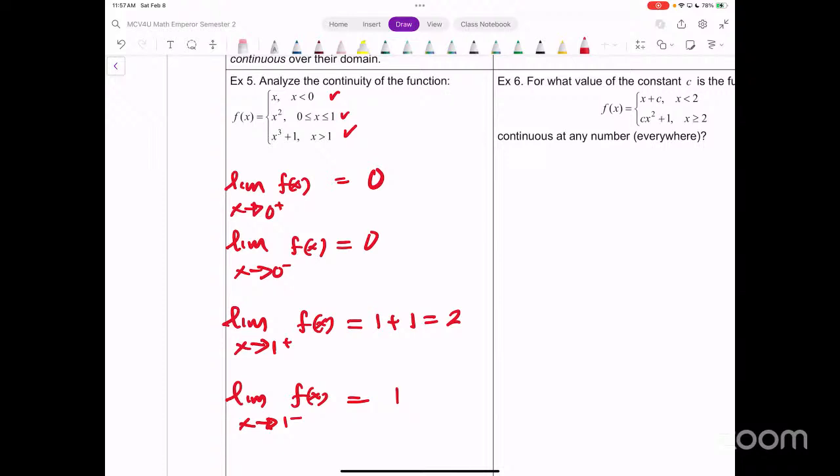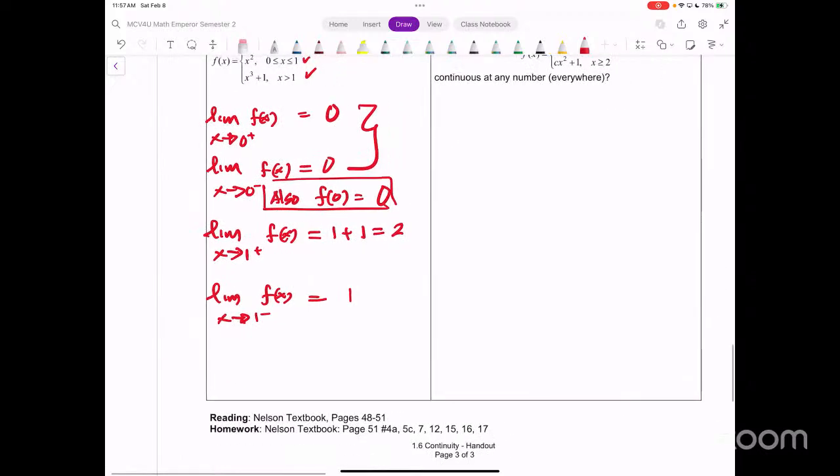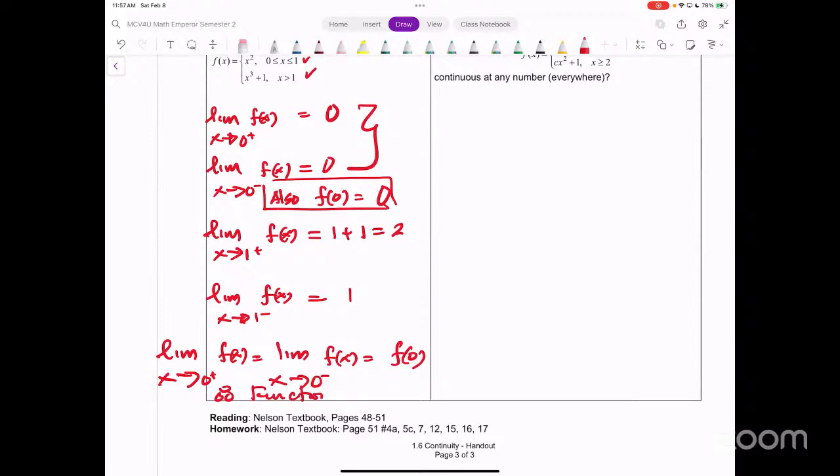So what we know is at 0, we got both limits going to the same value. Also, f at 0 is equal to 0, isn't it? So limit x approaches 0 plus f of x is equal to limit x approaches 0 minus f of x is equal to f at 0. Therefore, the function is continuous at x equal to 0.